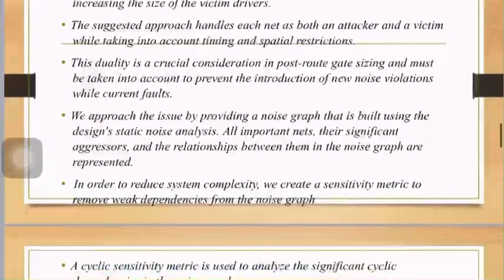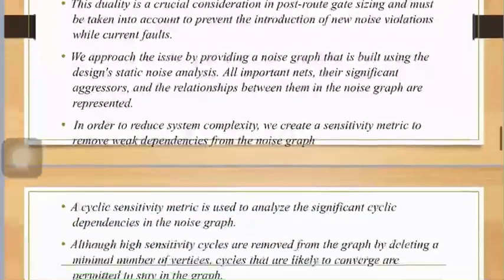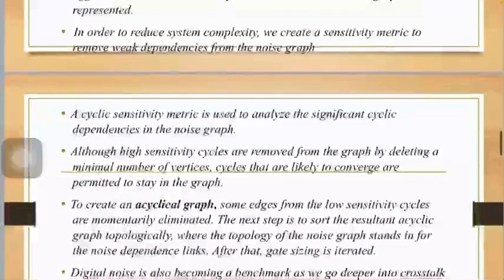This duality is a crucial consideration in post-route gate sizing and must be taken into account to prevent the introduction of new noise violations while fixing current faults. We approach the issue by providing a noise graph that is built using the design's static noise analysis. All important nets, their significant aggressors, and the relationships between them are represented in the noise graph. In order to reduce system complexity, we create a sensitivity metric to remove weak dependencies from the noise graph.